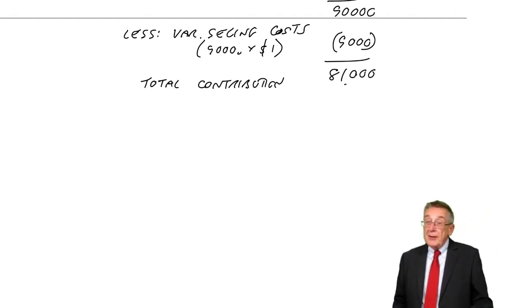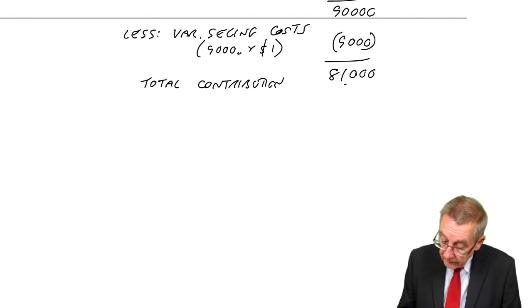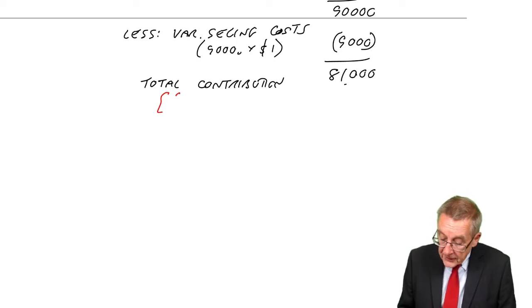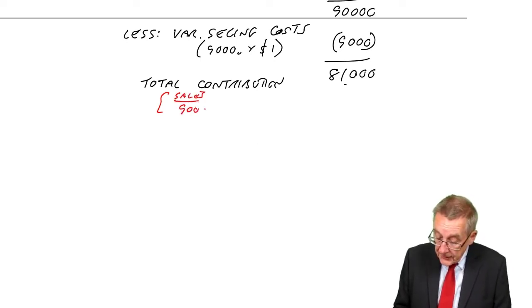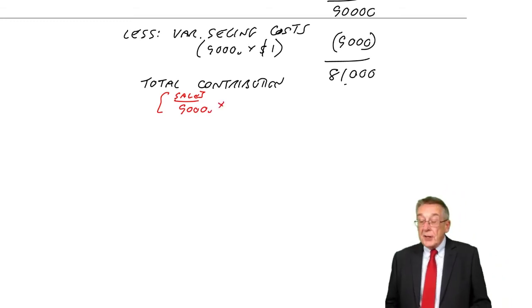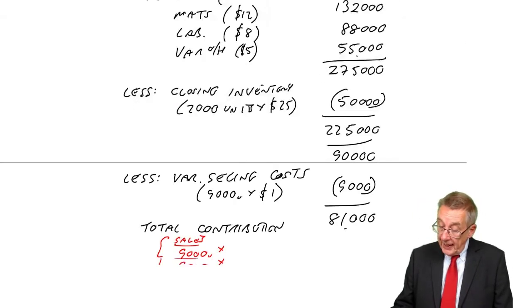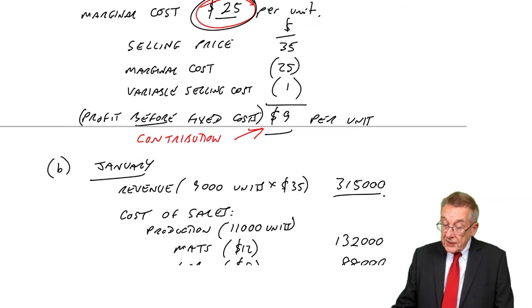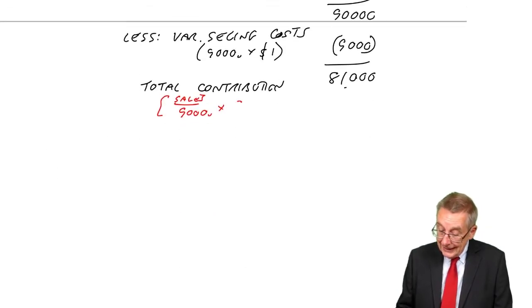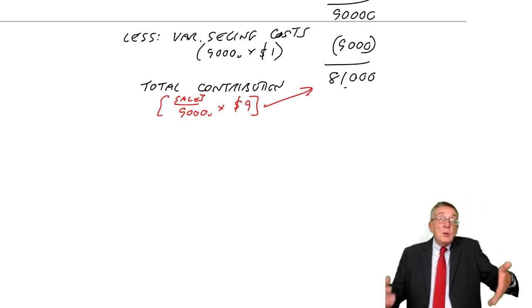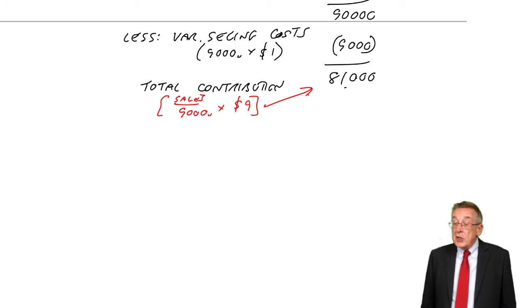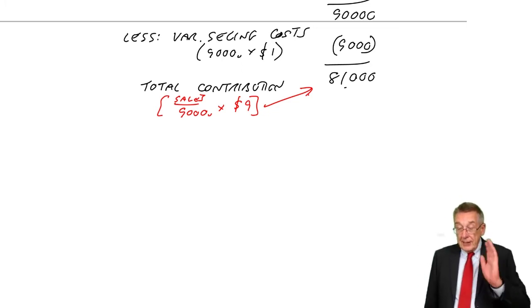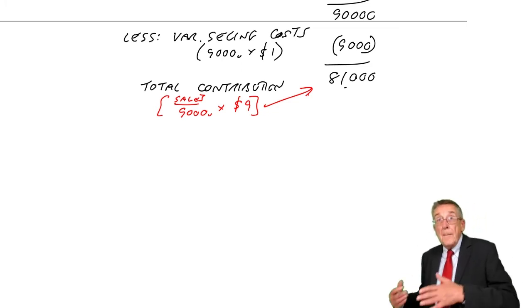And of course, I could have written that straight down. Because how many did we sell? We sold 9,000 units. What's the contribution per unit? If you look back, it was $9 a unit. And so, again, no need to do a full statement ever in the exam. The total contribution, 9,000 units at the contribution per unit.